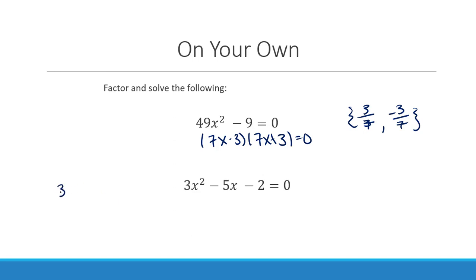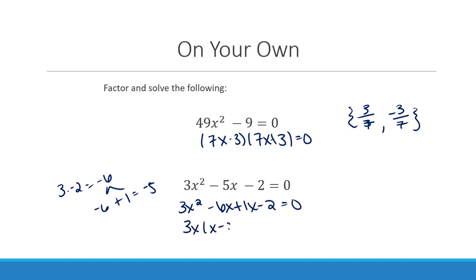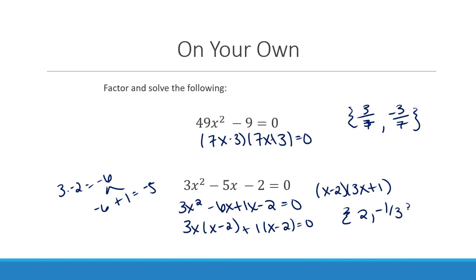This guy you had to use the AC method. So looking for something that added to give me negative 5, which would be negative 6 and 1. So this would be minus 6x plus 1x minus 2 equals 0. So I take out a 3x, which left me with x minus 2. And I took out a 1, which left me with x minus 2. So I had x minus 2, 3x plus 1. So my two solutions here would be 2 and then negative 1/3.